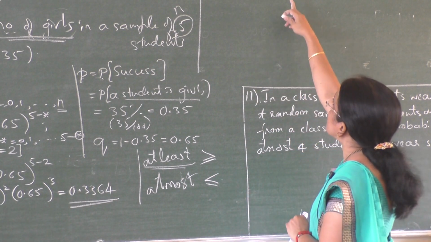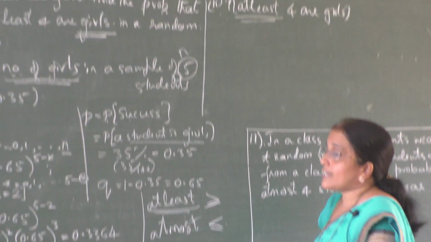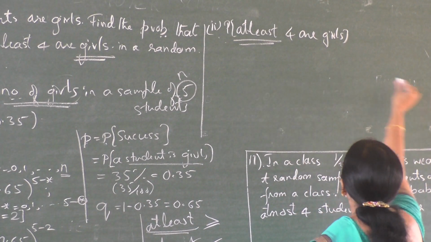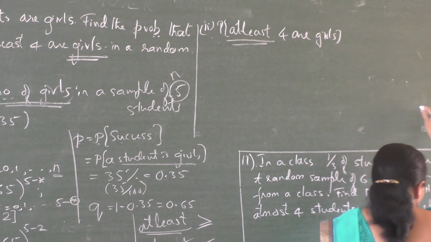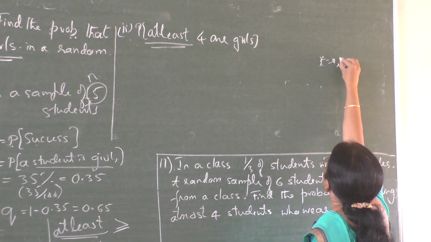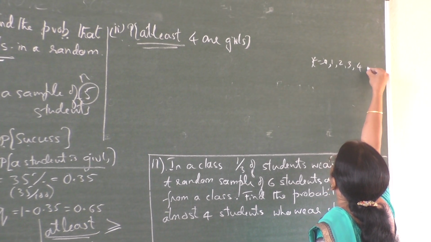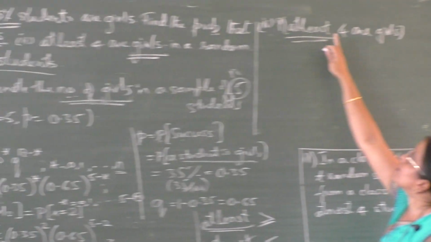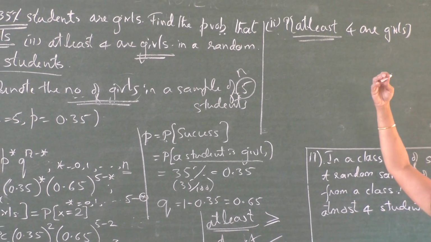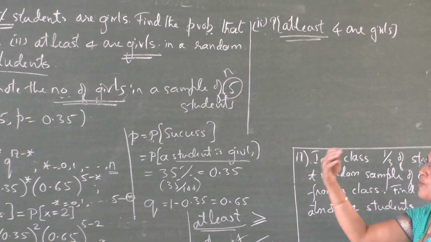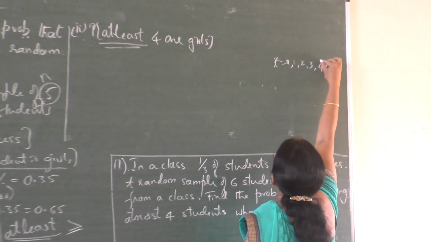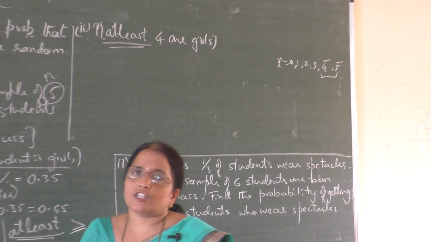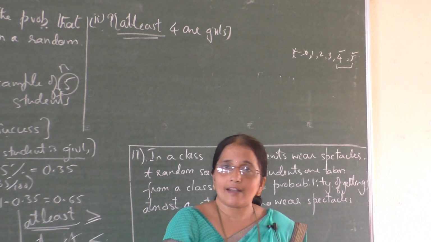Now in this question you can observe probability of at least 4 are girls, right? So totally how many girls are there in a sample? 5 girls. That is, our range is x equal to 0, 1, 2, 3, 4, 5. We want to study the probability that a sample has at least 4 girls. At least 4 means either 4 or more than that. So how many values of x are required now? Just 2 values, 4 and 5.